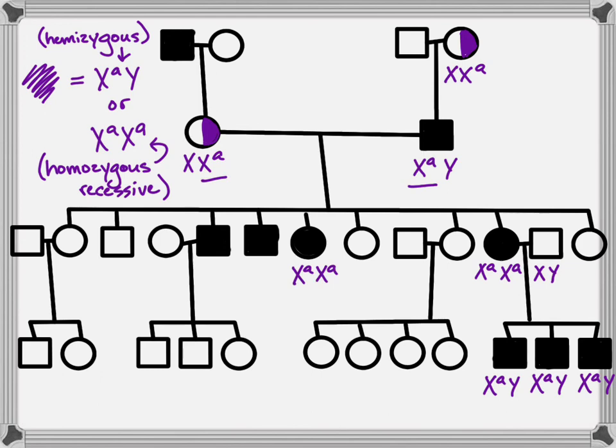So we know that any daughter that shows the trait must have two recessive X's. The sons that show the trait must have one recessive X and a Y. And then the sons that don't show the trait would be XY.